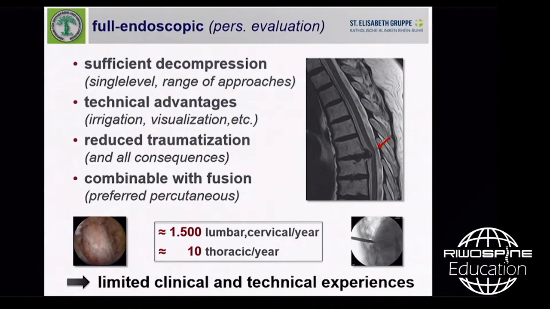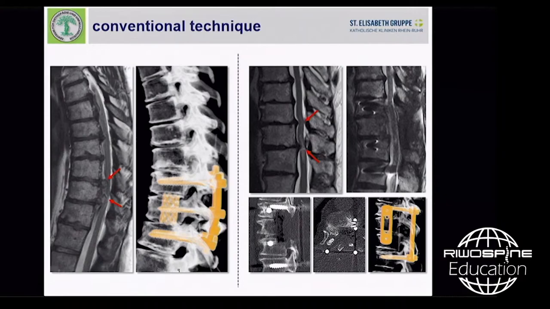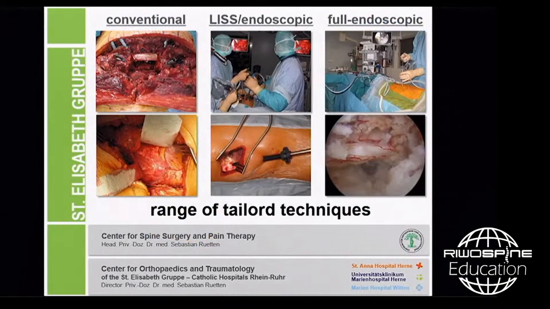Okay, it's combined with fusion. But I told you already, the clinical and technical experiences are definitely limited because it's a rare situation. And if you are not sure, or if we have situations like that, we perform it in a conventional way. So never forget, especially at the thoracic spine, if you want to work there, you need this range of tailored techniques.